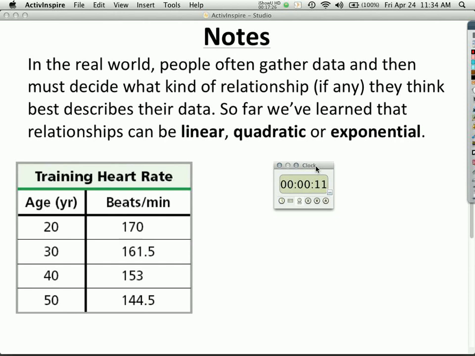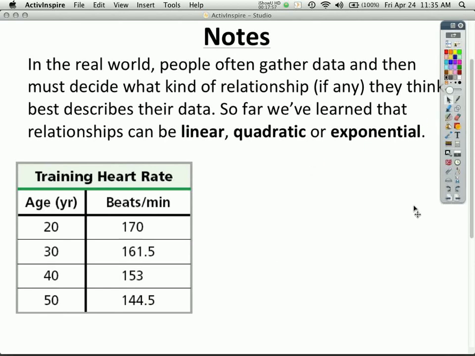If you've already come to a conclusion, you can share with your teammates what you concluded and see if they came to the same conclusion. There are 3 choices: linear, quadratic, exponential, or none of them. So, let's survey the class.